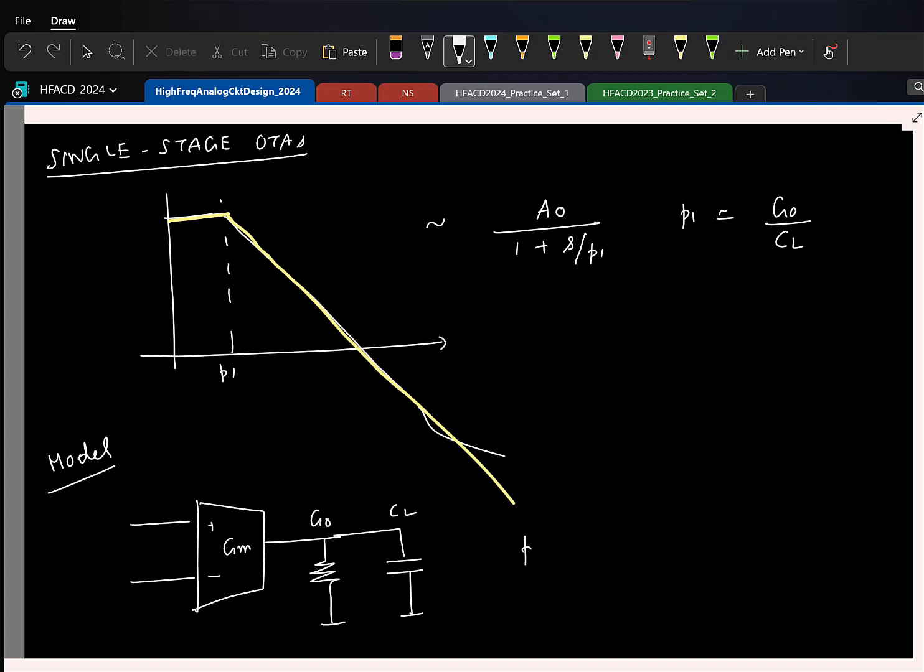Here again the pole is basically G0 by C. So all the OTAs that we have seen, namely the 5 transistor OTA and all the cascodes, the telescopic cascode, folded cascode, gain boosted, we'll roughly model like this to make life simpler.